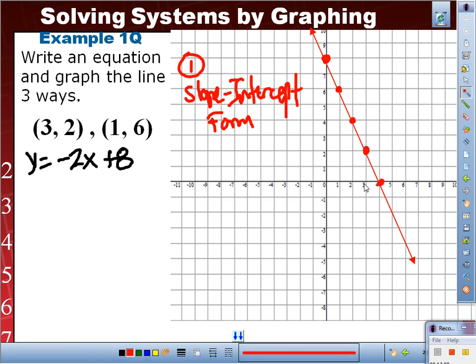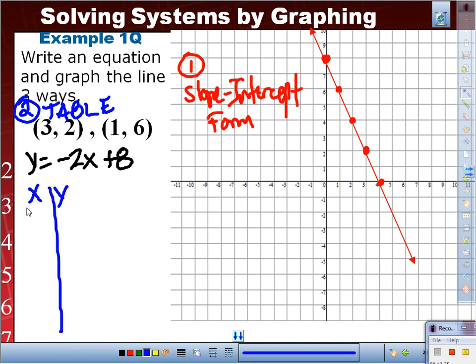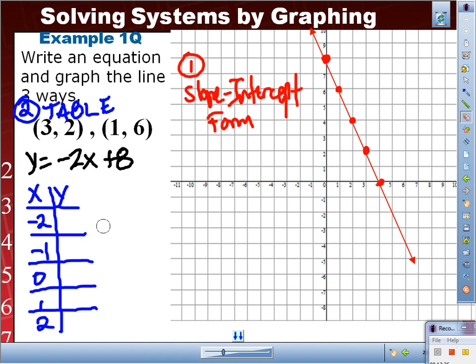All right, here we go. I'm going to use the second method, and I'm going to do this in blue. For those of you that forgot, method number 2, using a table. X, Y. What values did I ask you to use for X? -2, -1, 0, 1, 2. That's the second method.